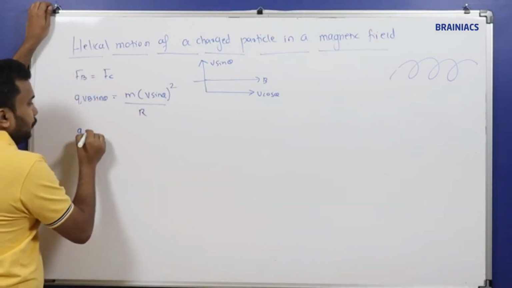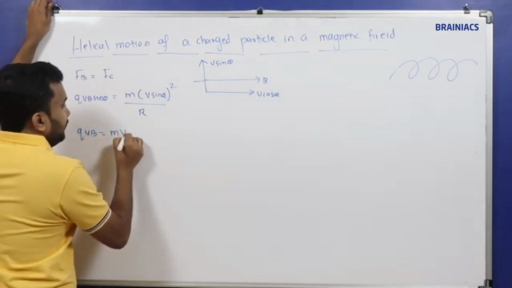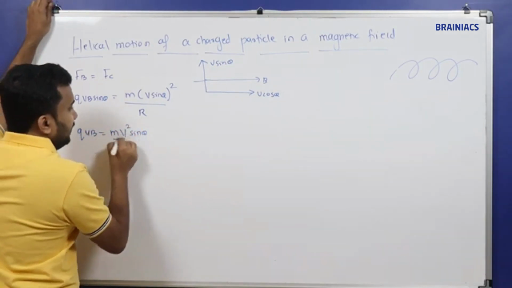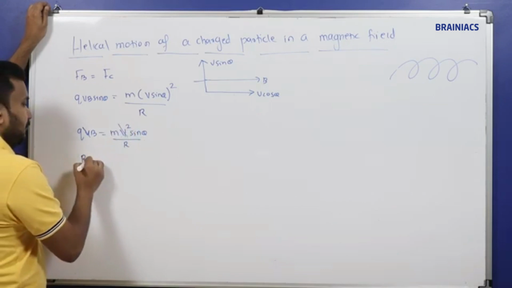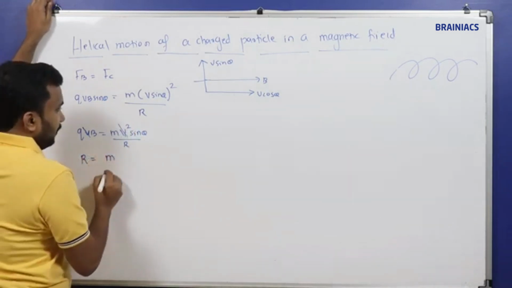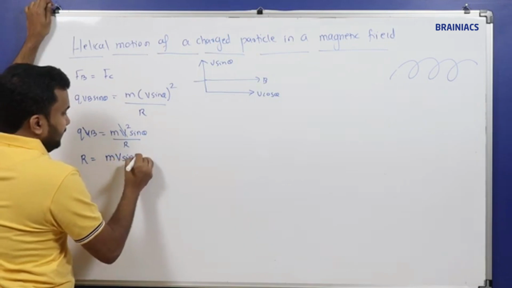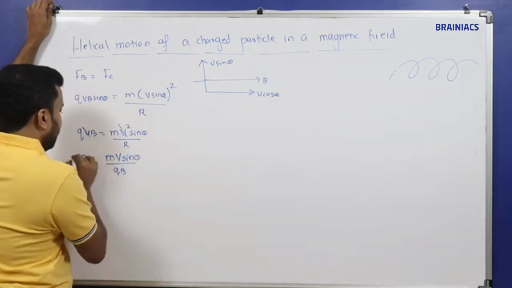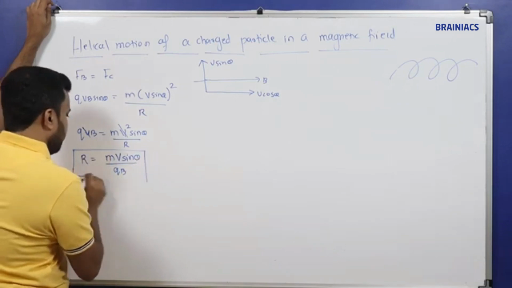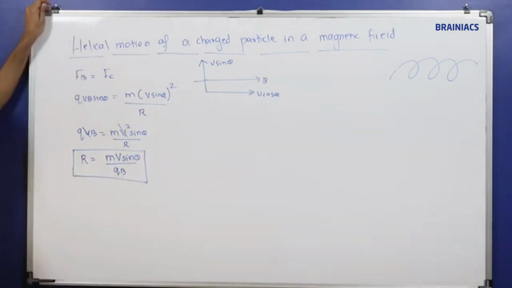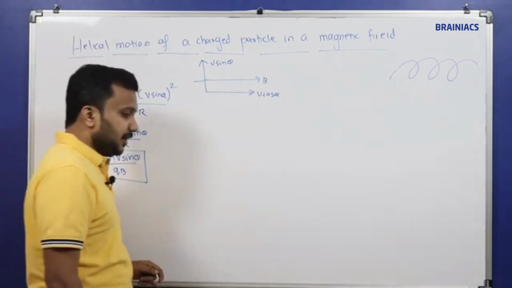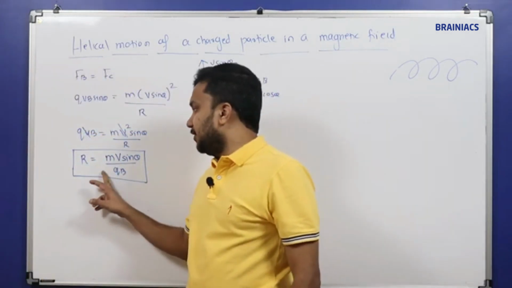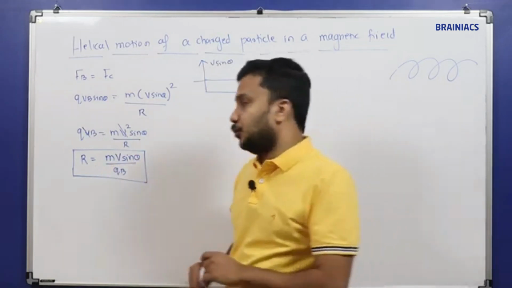So what will we get? QVB is equal to MV square sin theta divided by R. So V gets cancelled. R will be equal to what? MV sin theta divided by QB. Previously, if you look back a couple of pages into your notebook, when a charged particle enters a perpendicular magnetic field, it will experience a circular motion with radius equal to MV by QB. But here it is not MV by QB, here it is MV sin theta by QB.